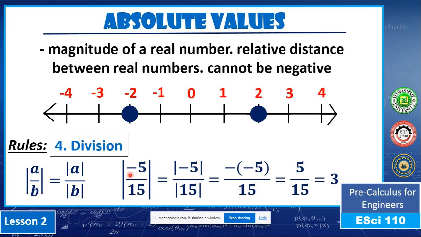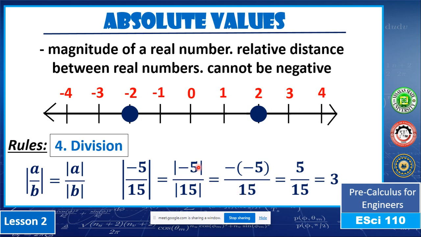We have this example. The absolute value of the quotient of negative 5 and 15. These are rational numbers. So, this is equal to the quotient of their absolutes. So, we have absolute of negative 5 all over absolute of 15. We don't have any problem with 15 because this is already positive. Remember rule number 1. So, magiging 15 pa rin to.